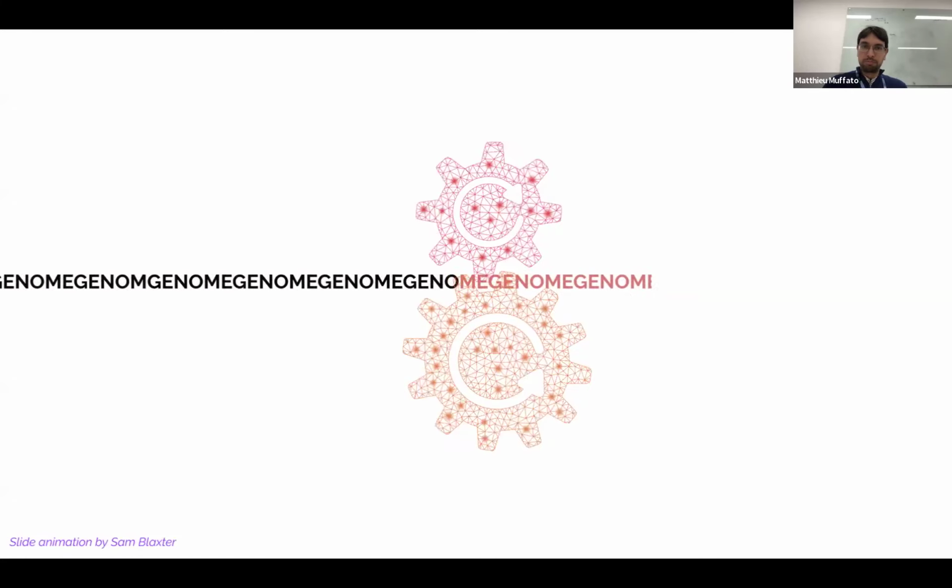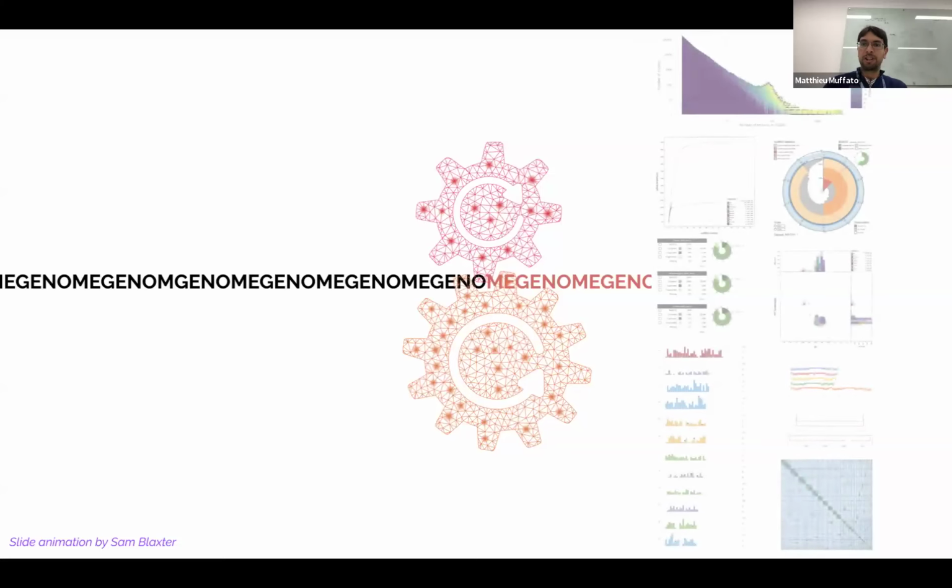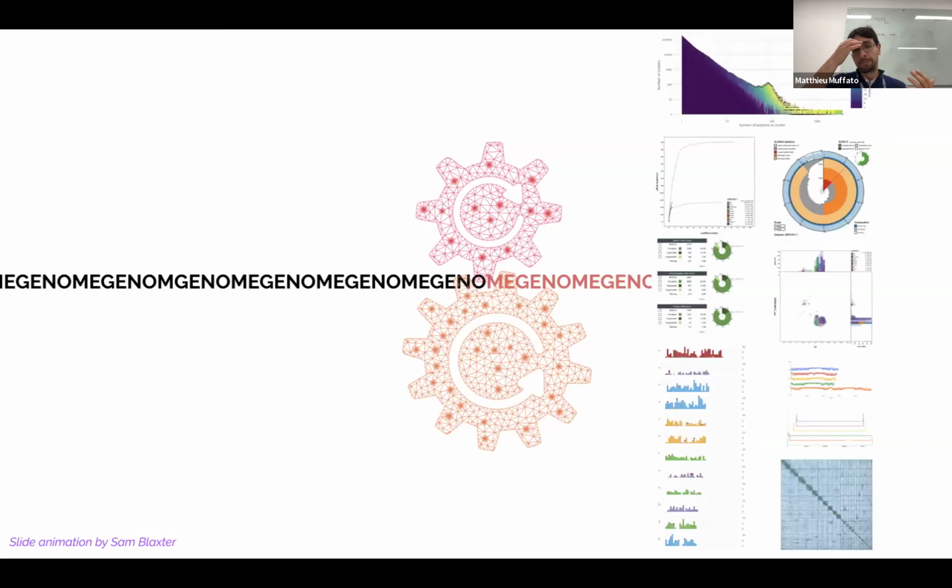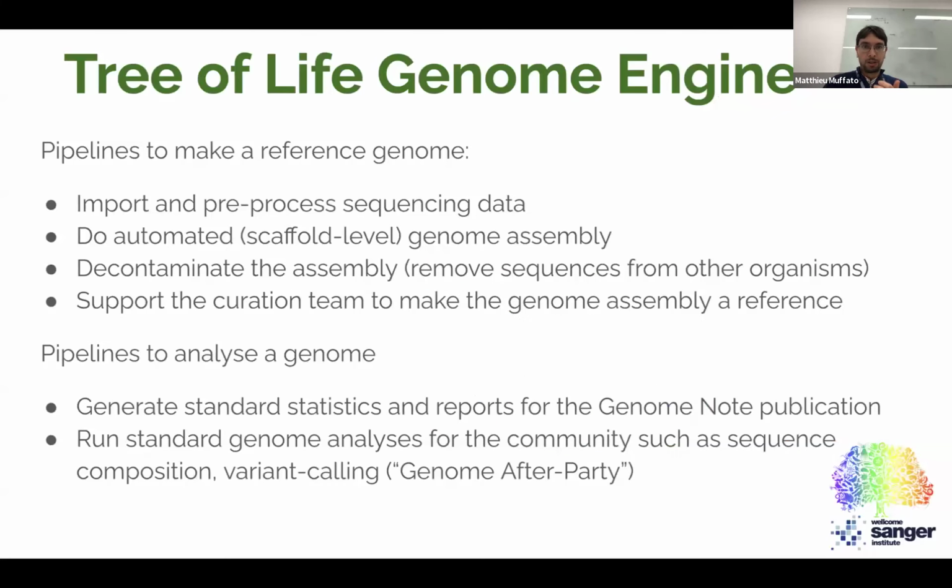Overall, it's about a pipeline where we take genomes in and generate some data out. But we want to make it in a way that really serves a higher purpose and can be beneficial for everyone in the biogenomics community. So with our pipelines, overall, we want to import and pre-process data, do some automated genome assembly, check for contamination, help the curation team, and really make a top quality genome sequence.